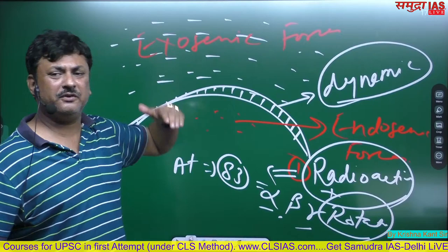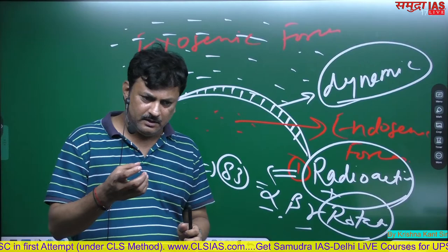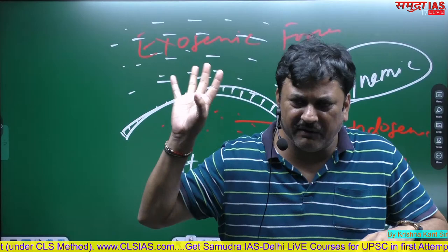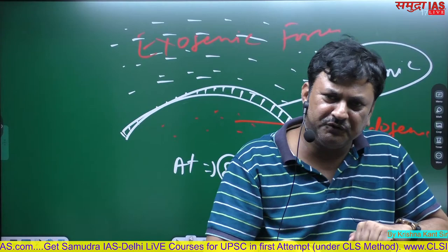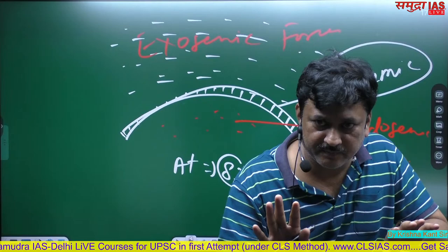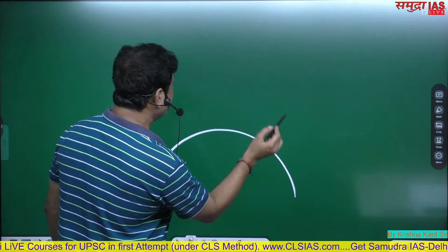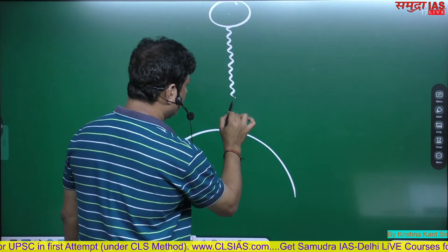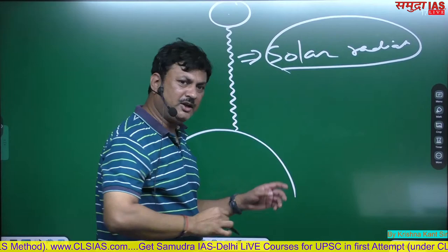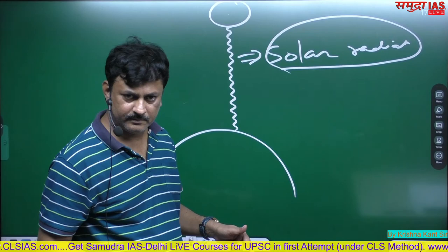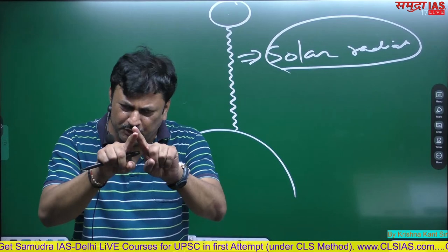Exogenic force is the force whose driving power is the Sun. Because we all know that the Sun emits energy in the form of short waves, which is known as solar radiation. Earth is continuously getting energy from the Sun in the form of short waves. This is called solar radiation, and the part of solar radiation received by per unit area of Earth is termed insolation.